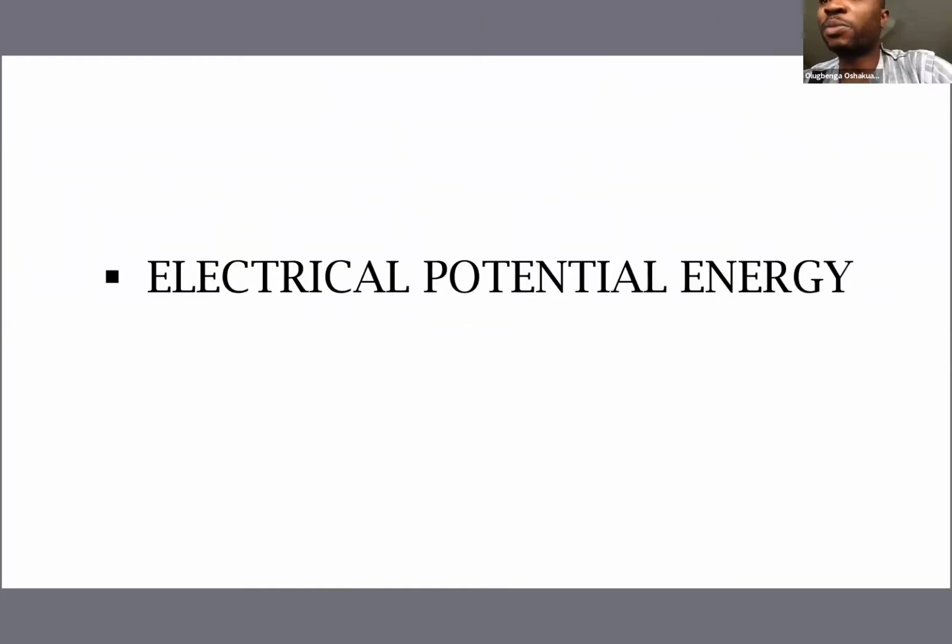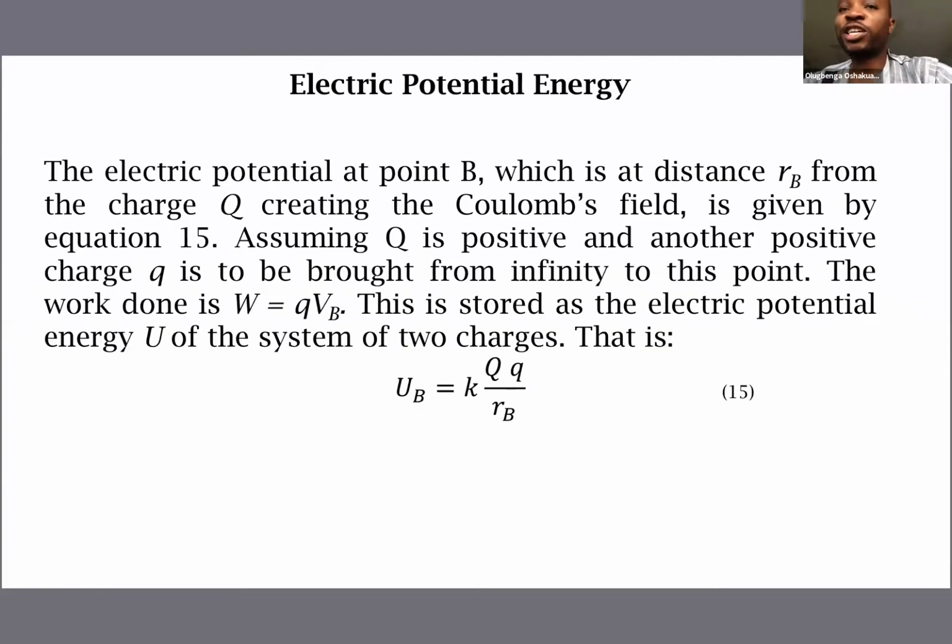So let's quickly talk about electric potential energy. Electric potential at a point which is at a distance r from the charge Q creating the Coulomb field is given in equation 15. But this should be electric potential energy. The electric potential energy is given in equation 15.